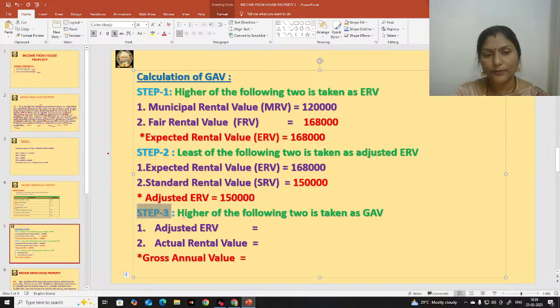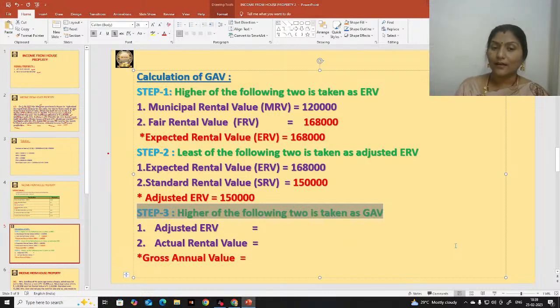Let us go to third step. What is third step here? Third step is: higher of the following two is taken as GAV. So the highest one we have to take as GAV, gross annual value. This is what we actually require. For that only we are doing all these steps, to find out the gross annual value. In the third step, the higher one we are going to take, but in the second step we took the least one.